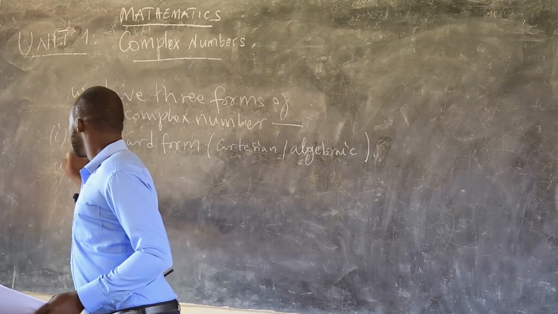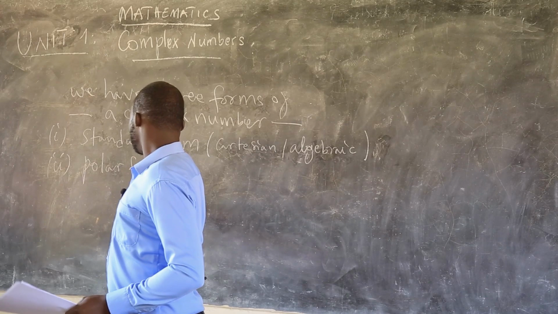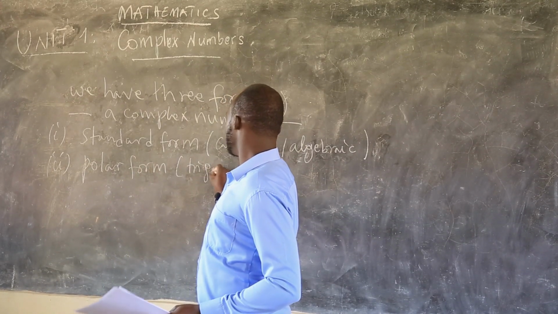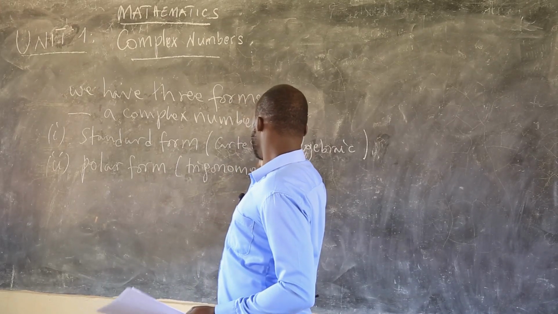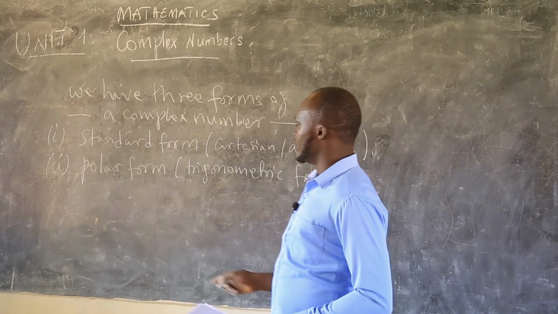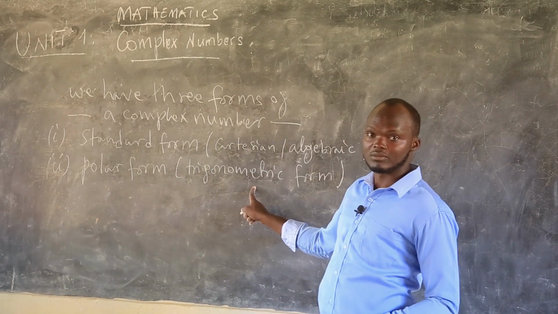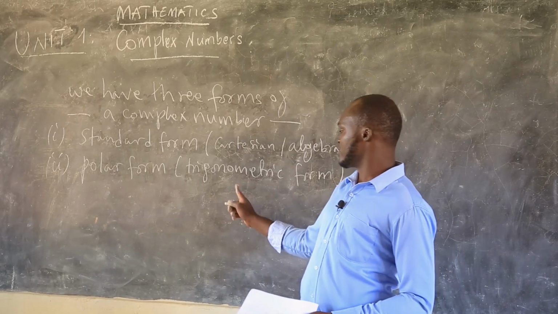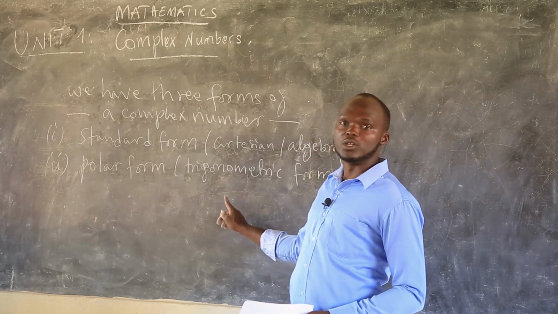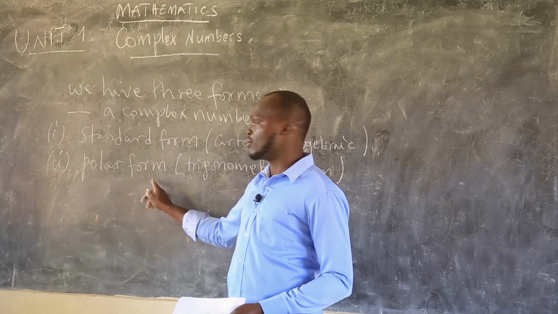Second, we have polar form or trigonometric form. They call it polar form or trigonometric form. So you may find that they are using trigonometric form. They can ask you, express algebraic form into trigonometric form. Or they can say polar form.